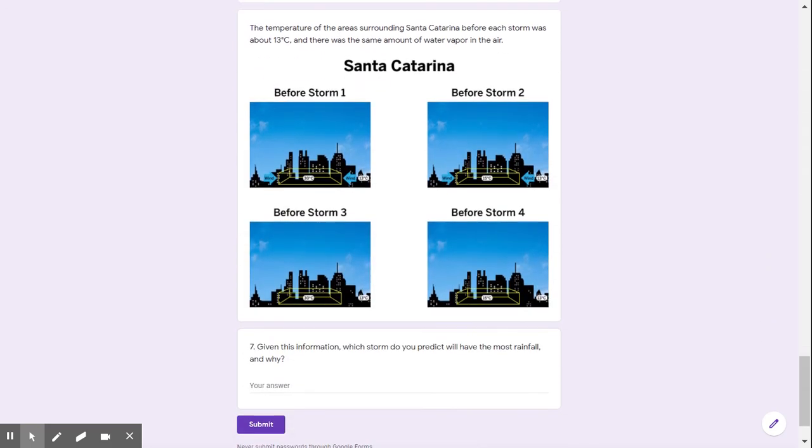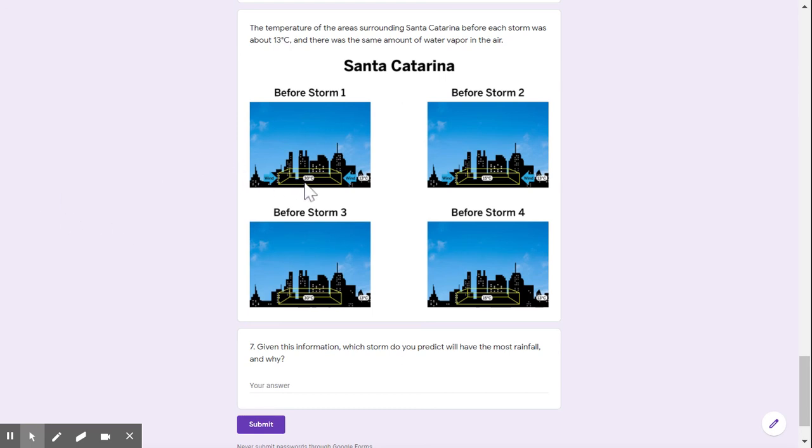And lastly, our free response question has this graphic. It says the temperature of the areas surrounding Santa Carina before each storm was about 13 degrees Celsius, and there was the same amount of water vapor in the air. We have before storm 1, 2, 3, and 4. Notice that inside of each air parcel, it identifies what the temperature is.